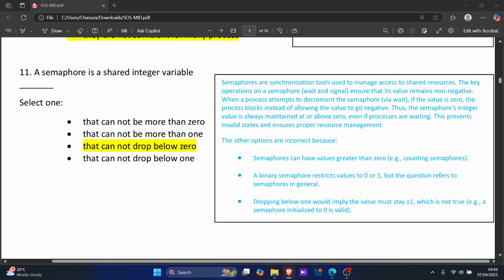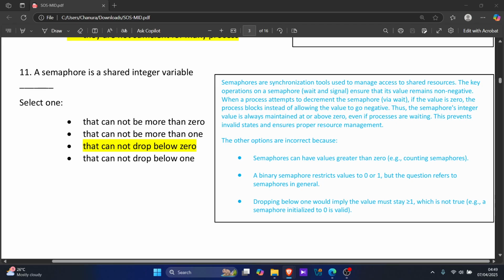Okay, let's tackle this semaphore question. The question is asking which of the given options correctly describes a semaphore's integer variable. The options are about whether it can't be more than 0, can't be more than 1, can't drop below 0, or can't drop below 1. First, I remember that semaphores are used for synchronization in concurrent programming. The basic idea is that they control access to shared resources.